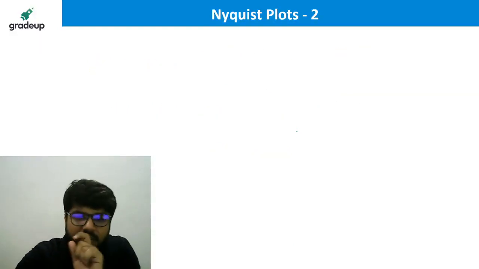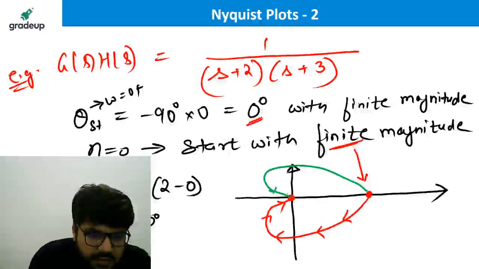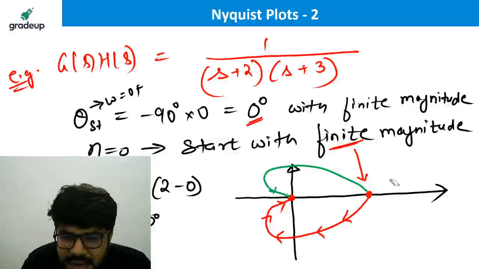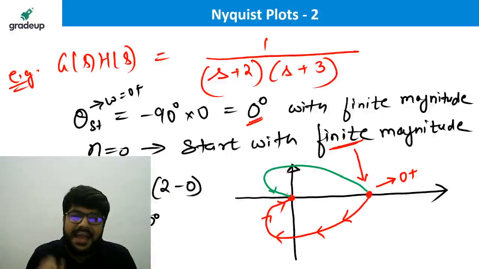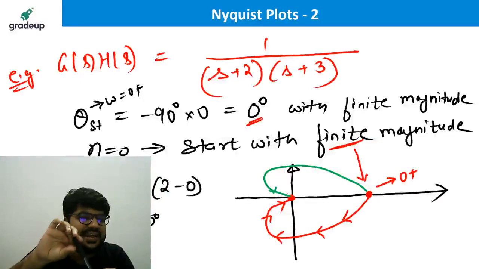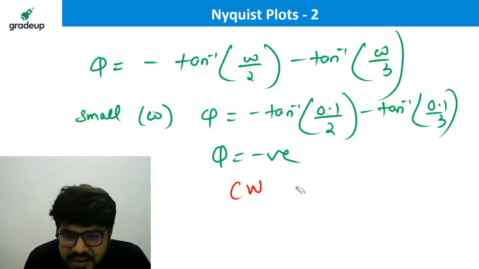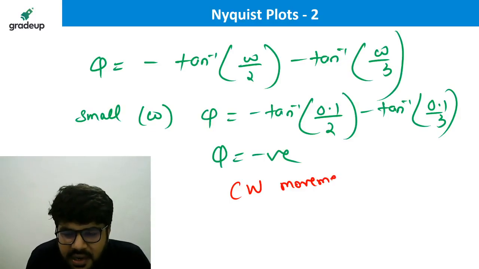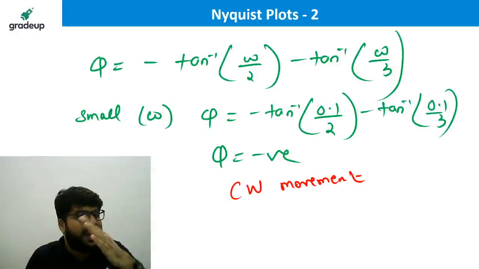So guys, listen very carefully to this point. This is my point of 0 plus. Now as I increase the frequency slightly, my angle is coming out negative. Negative means what rotation, clockwise or anti-clockwise? It should be a clockwise movement. So as you increase omega, it should represent a clockwise movement. Had it been positive, I would go anti-clockwise.